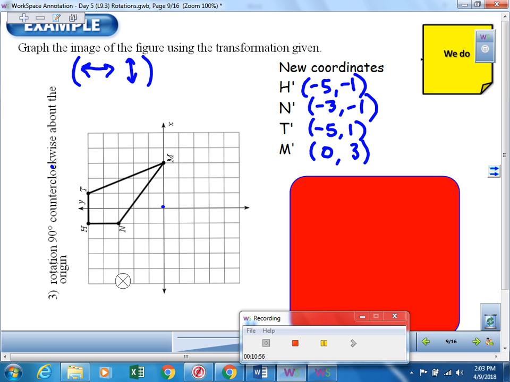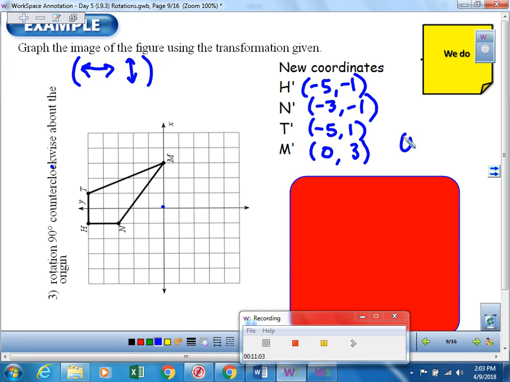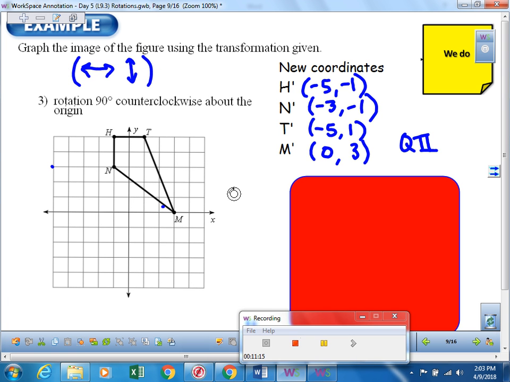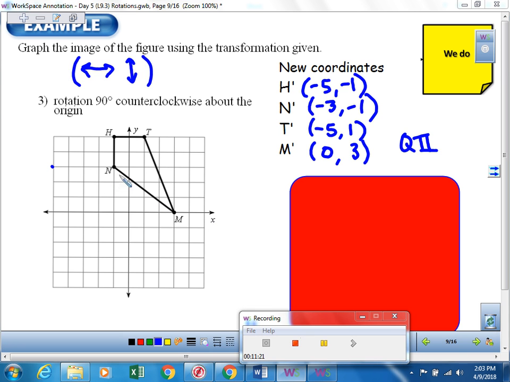And then what are we going to do? We're going to turn our paper back. Oh, quadrant. Quadrant what? Mostly in quadrant 2. A little bit in 3. You can put 2/3 or just mostly in 2. And then turn it back. All right, and then let's plot.